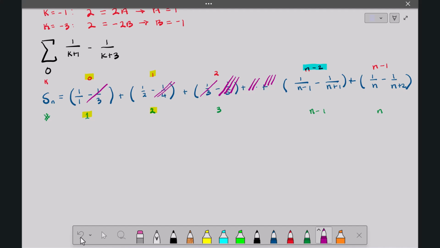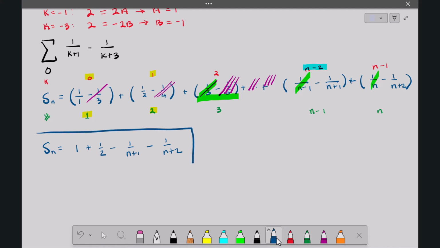And now we want to do the reverse, coming backwards. If we start right here and go from right to left, we're thinking about canceling the first part with something to the left after a skip. So going right to left, it's these first parts that are going to cancel with something to the left after a skip. And what this tells us is that the remaining parts that did not cancel will have a 1 and a 1/2 from the first two terms. And from the last two terms, we're going to have the -1/(n+1) and the -1/(n+2). So this is the expression for S sub n.